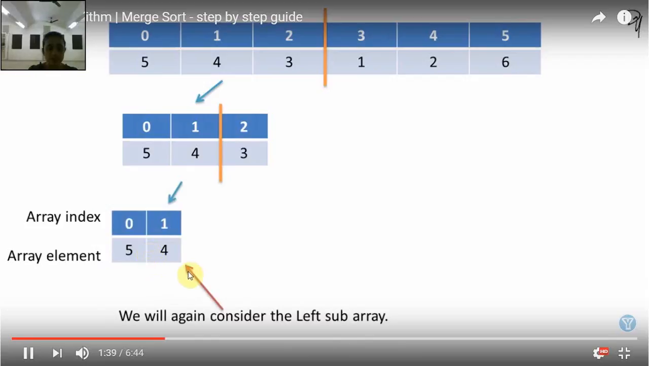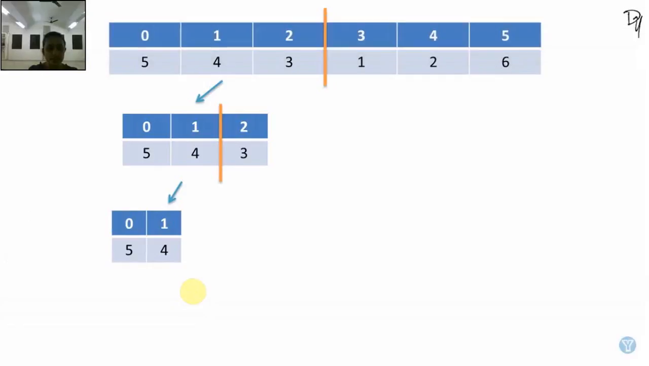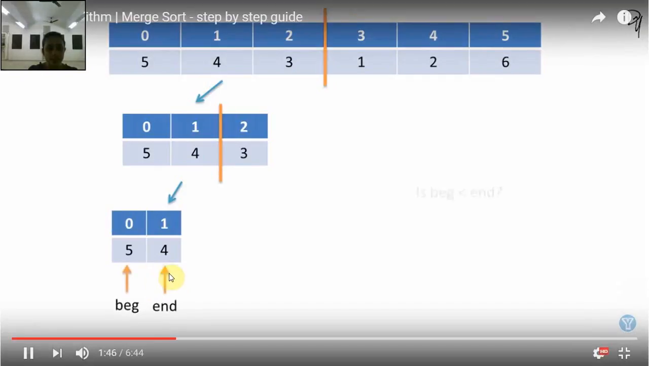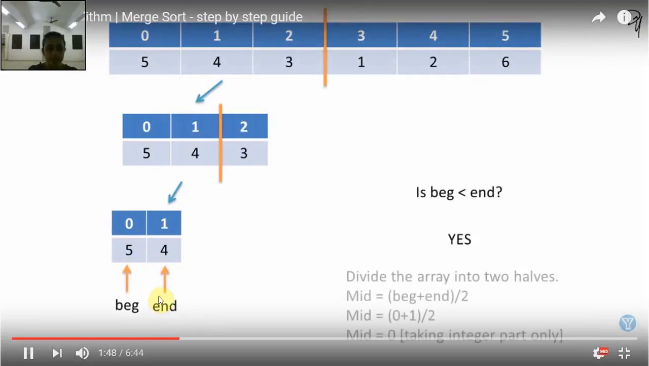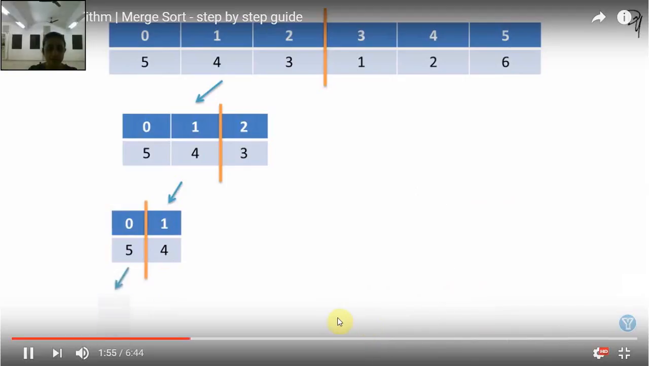We again consider the left subarray, and we consider beginning and end again. Since beginning is less than end, we calculate the value of mid again. This time we get the value of mid as 0. Now this subarray contains only 2 elements, but still we have to divide it into two subarrays. Even if the array has only one element, we have to divide it.